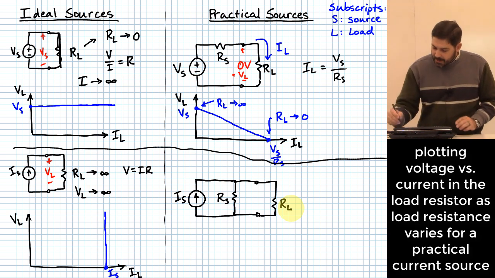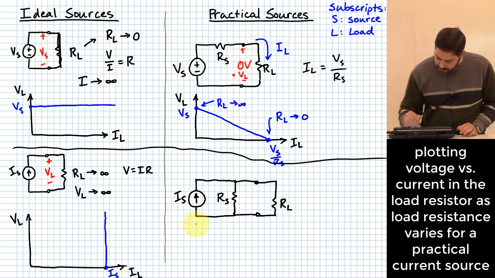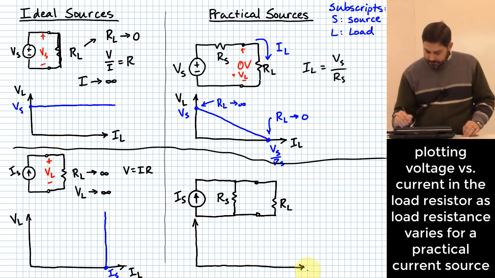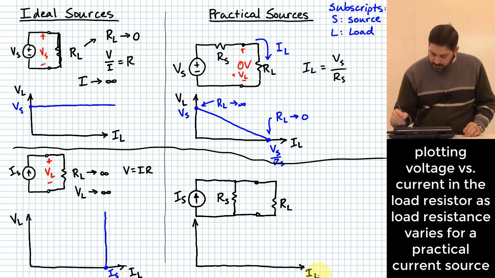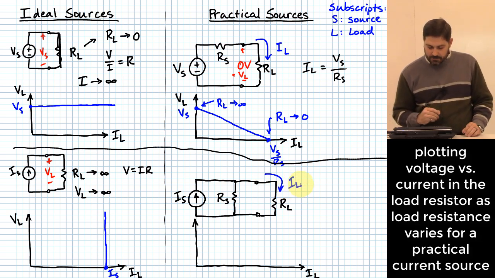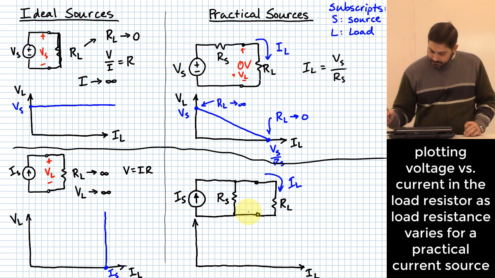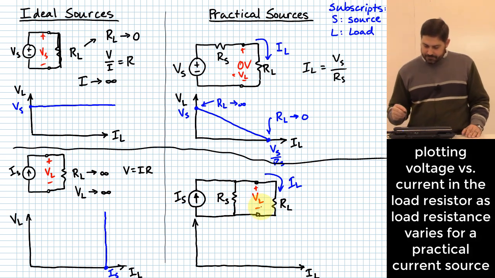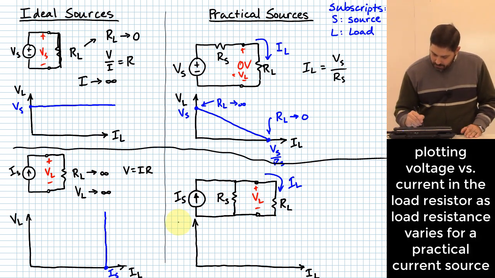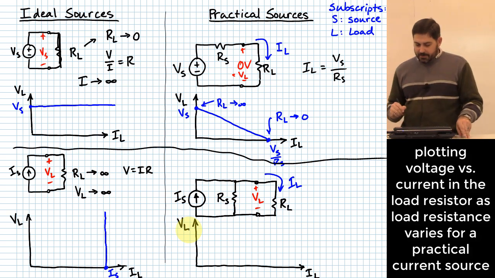And let's think about now, what would this VI relationship look like for this practical current source? Again, this is for the load itself, IL being the current that flows down through here, just like it was in the first case, and VL being the voltage across it. All right, so this is VL versus IL.